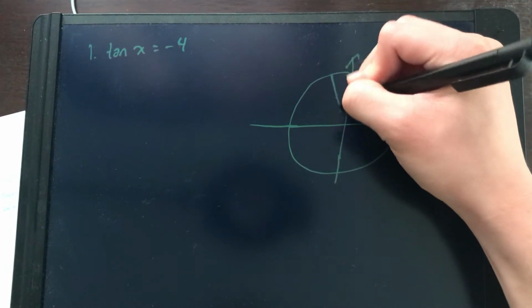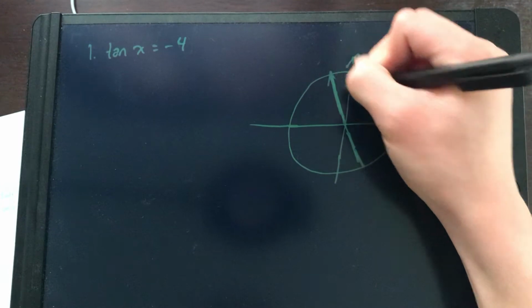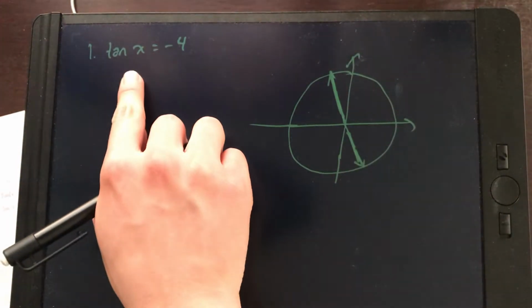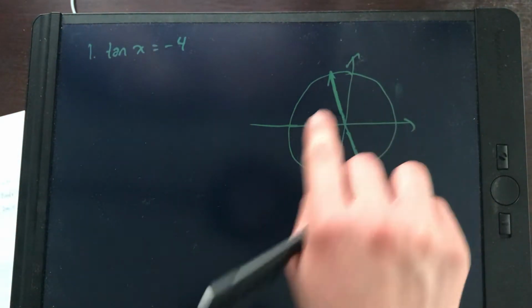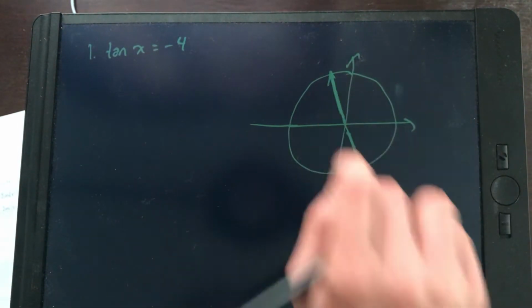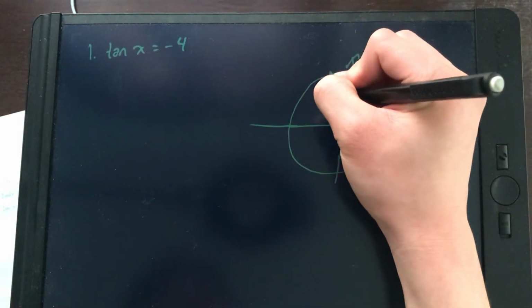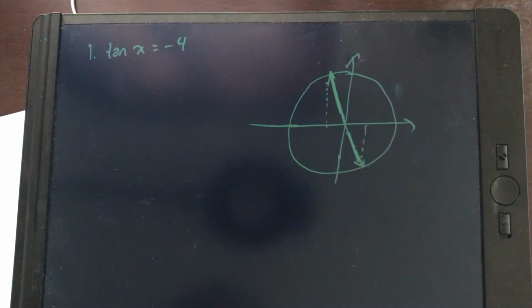Perhaps here, and the other direction. So those are my two possible arms. I will just say that since this is tangent x and we're looking for a general solution, I only need to find one of these and then I can just add multiples of pi. We'll get to that later. But first, we need to figure out what each of those angles would be. What angles would get us to each of these arms?